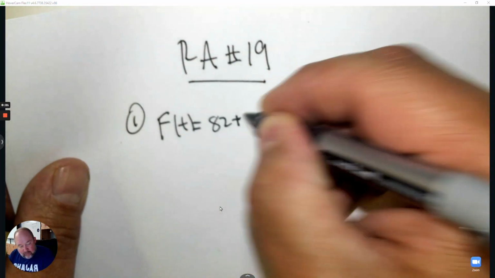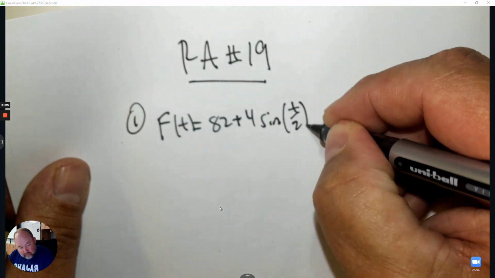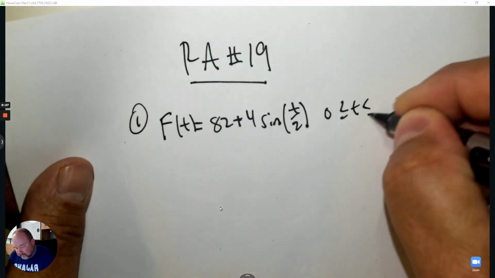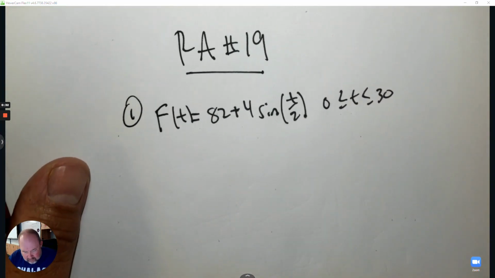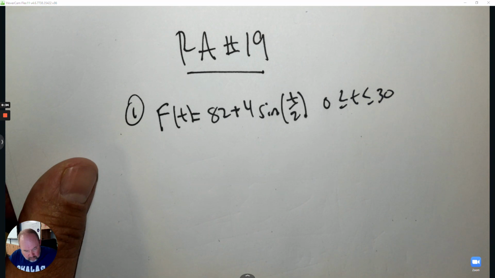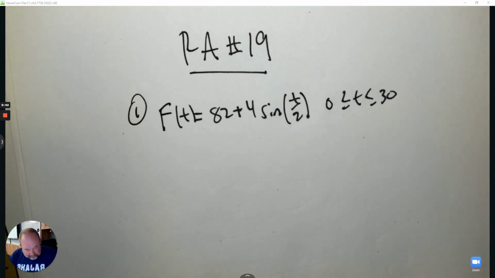So 82 plus 4 sine t over 2 from 0 to 30. That's already the rate. Okay. And what is it the rate of? So it's traffic flow passing through an intersection. Cars per minute. So F of t is measured in cars per minute. T is measured in minutes.